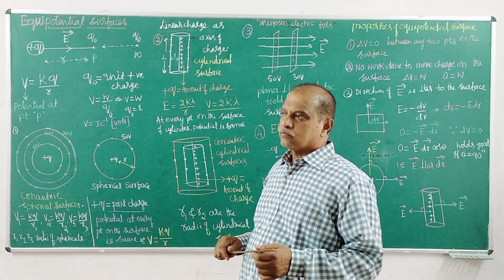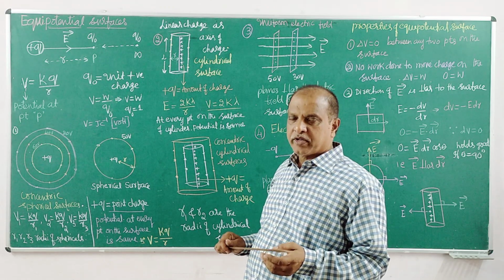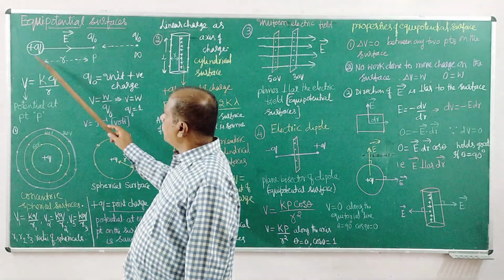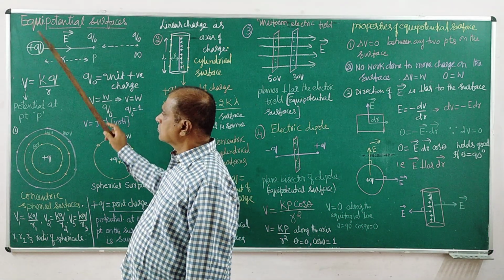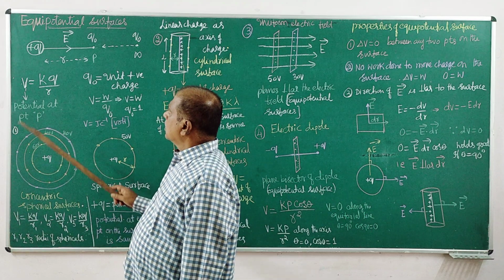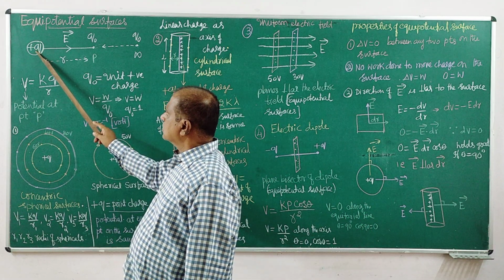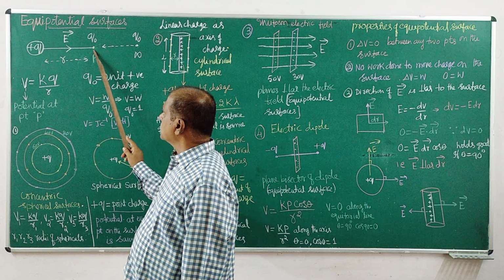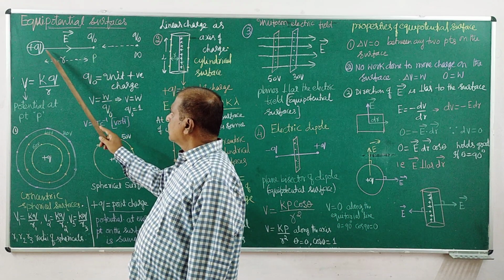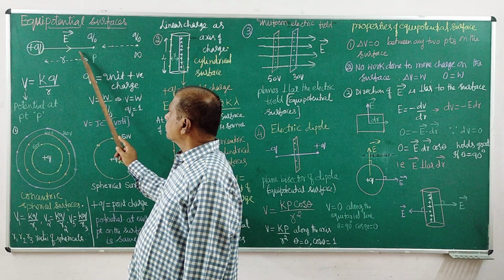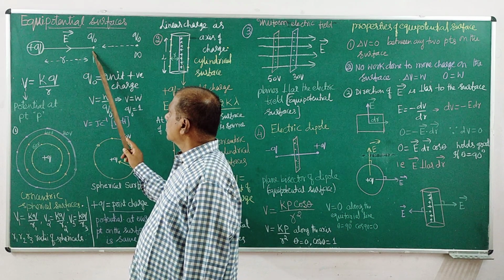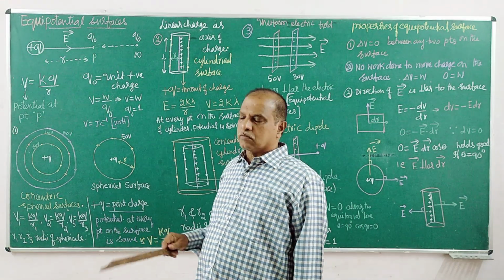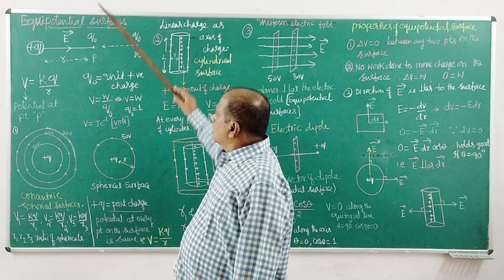Let me define in brief the potential at a point with respect to a point charge like this. I have taken a positive charge, the amount of charge is q, and the point is here. This is the direction of the electric field. At this point, how do you define the electric potential?